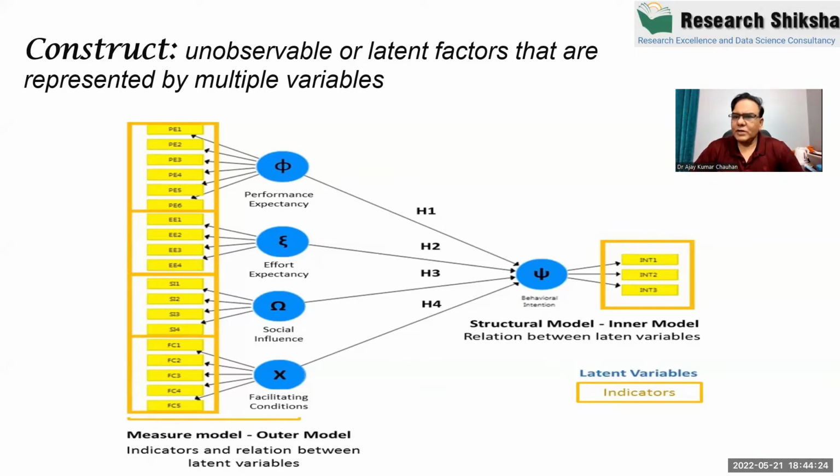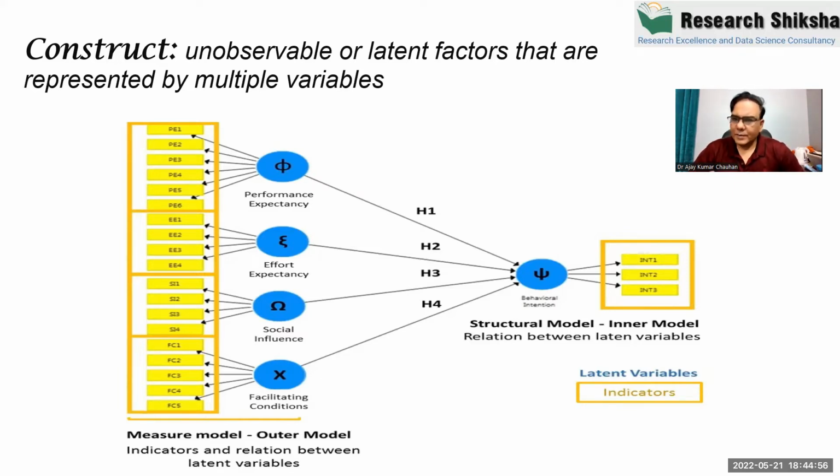So we are using different constructs in the model. Whenever you see this kind of model, it is simply the relationship between the different constructs. We have the dependent construct here. Behavioral intention is the dependent construct.